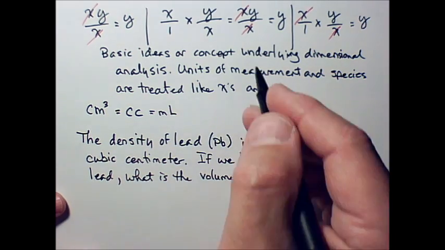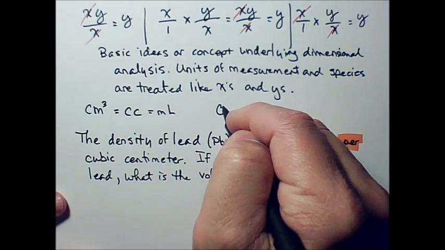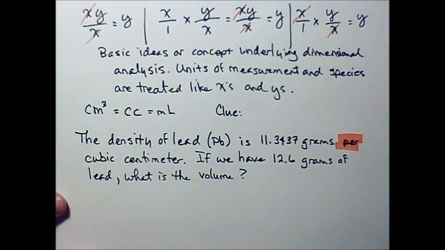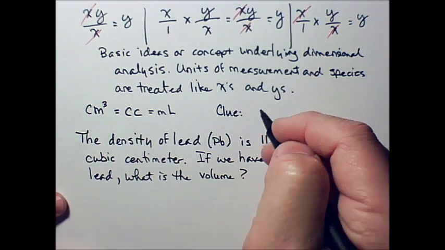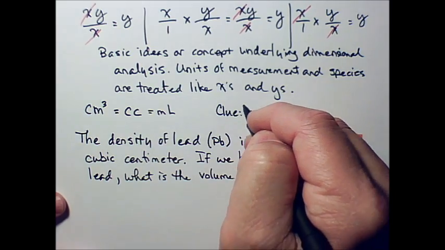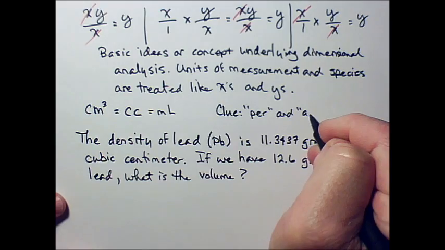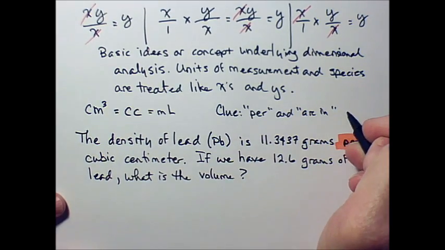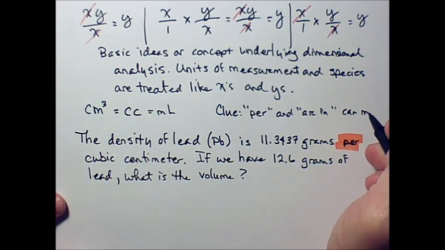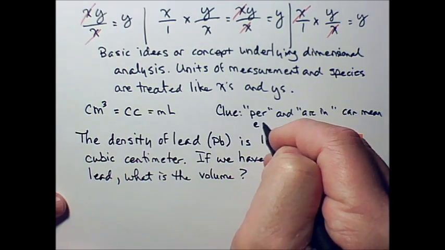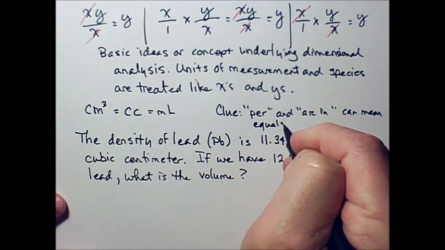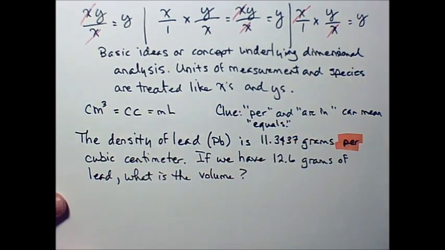If you want to make a little note to yourself, you could say something like this: clue. This might help you in taking notes in the future. Clue: per and "Rn" can mean equals. Okay, that's something that might help you later. Does that make sense? That's what I said a minute ago. All right.